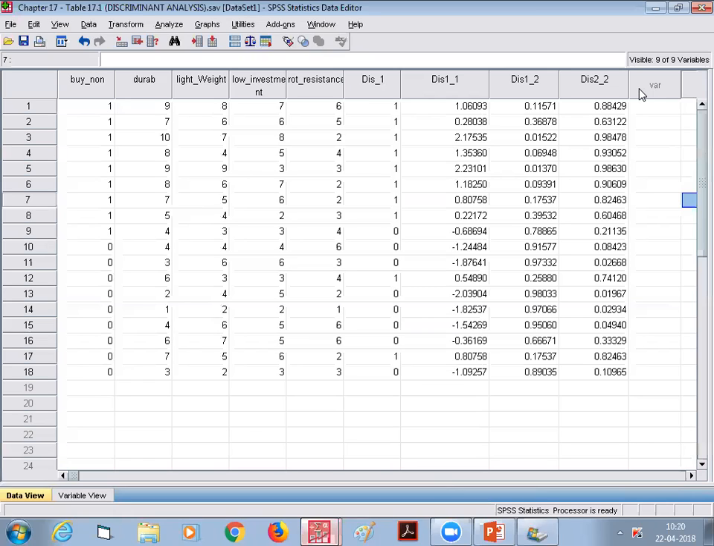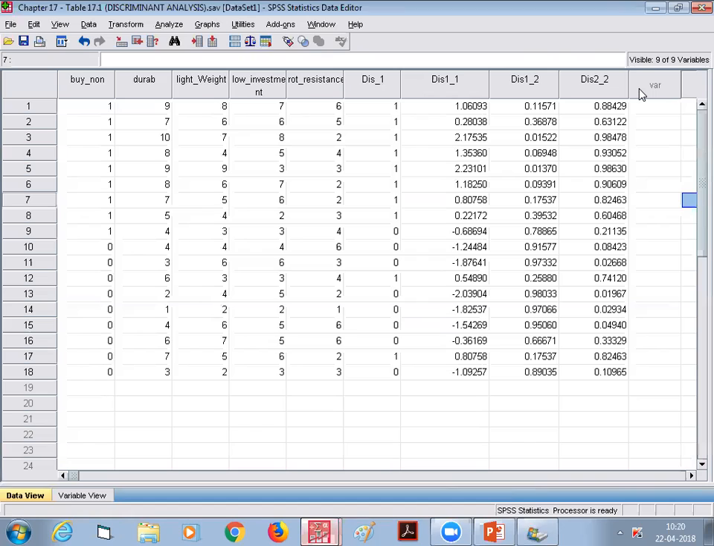So we can check. Look at this comparison. This is a probability, 0.88429, no? This is the discriminant value. These are actually the probabilities. This is for the non-buyer, and this is for the buyer. This column indicates the probability of the non-buyer. This is the probability of the buyer.